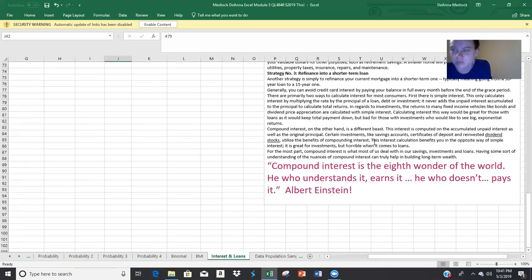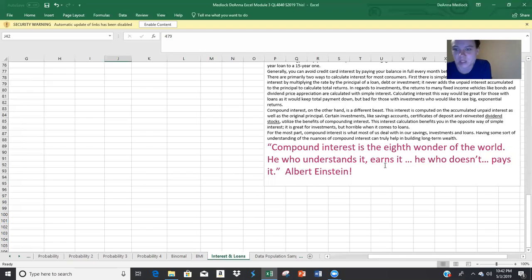Certain investments like savings accounts, certificates of deposit, and reinvested dividend stocks utilize the benefits of compound interest. This interest calculation benefits you in that it is greater for investments, but it is horrible when it comes to loans. For the most part, compound interest is what most of us deal with in our savings, investments, and loans. Having some understanding of the nuances of compound interest can truly help in building long-term wealth.